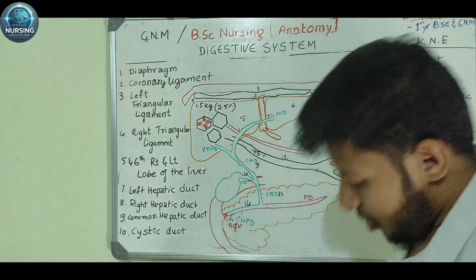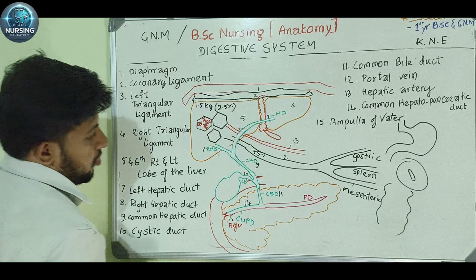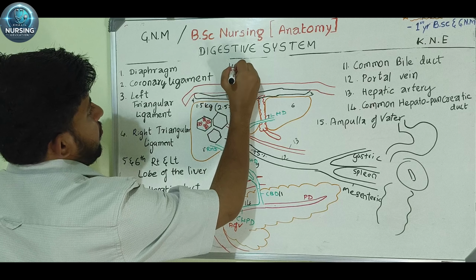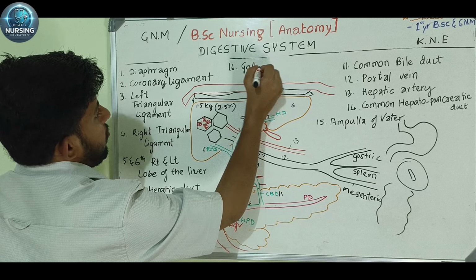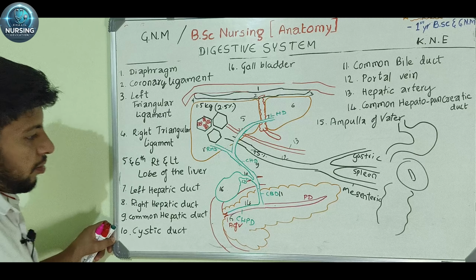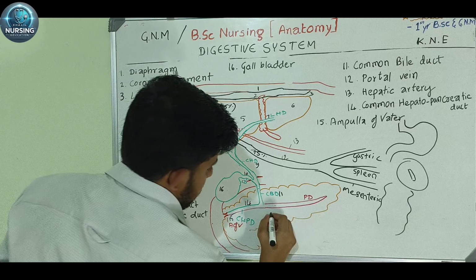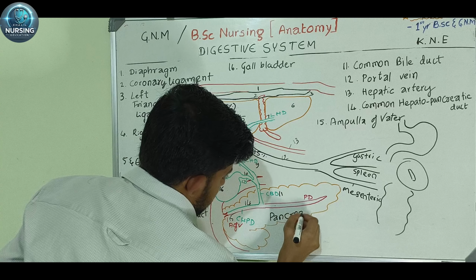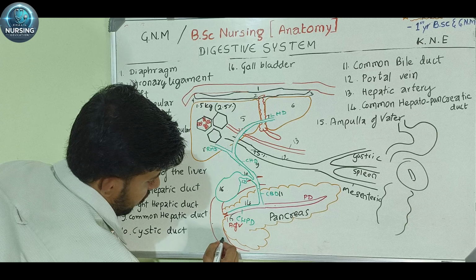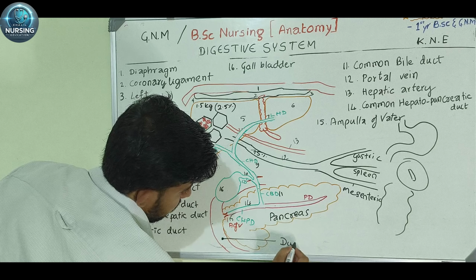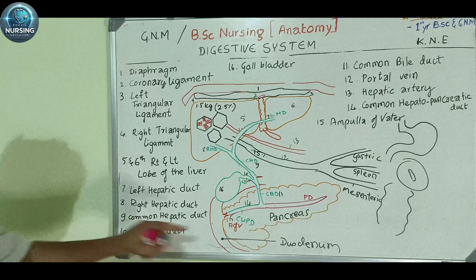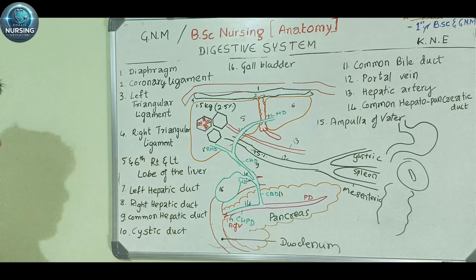Okay, this one is the gallbladder, isn't it? This one is the gallbladder, the 16th. This one is the pancreas. We will do another video for the pancreas. And this one is the duodenum. About 17-18 points I have said here.